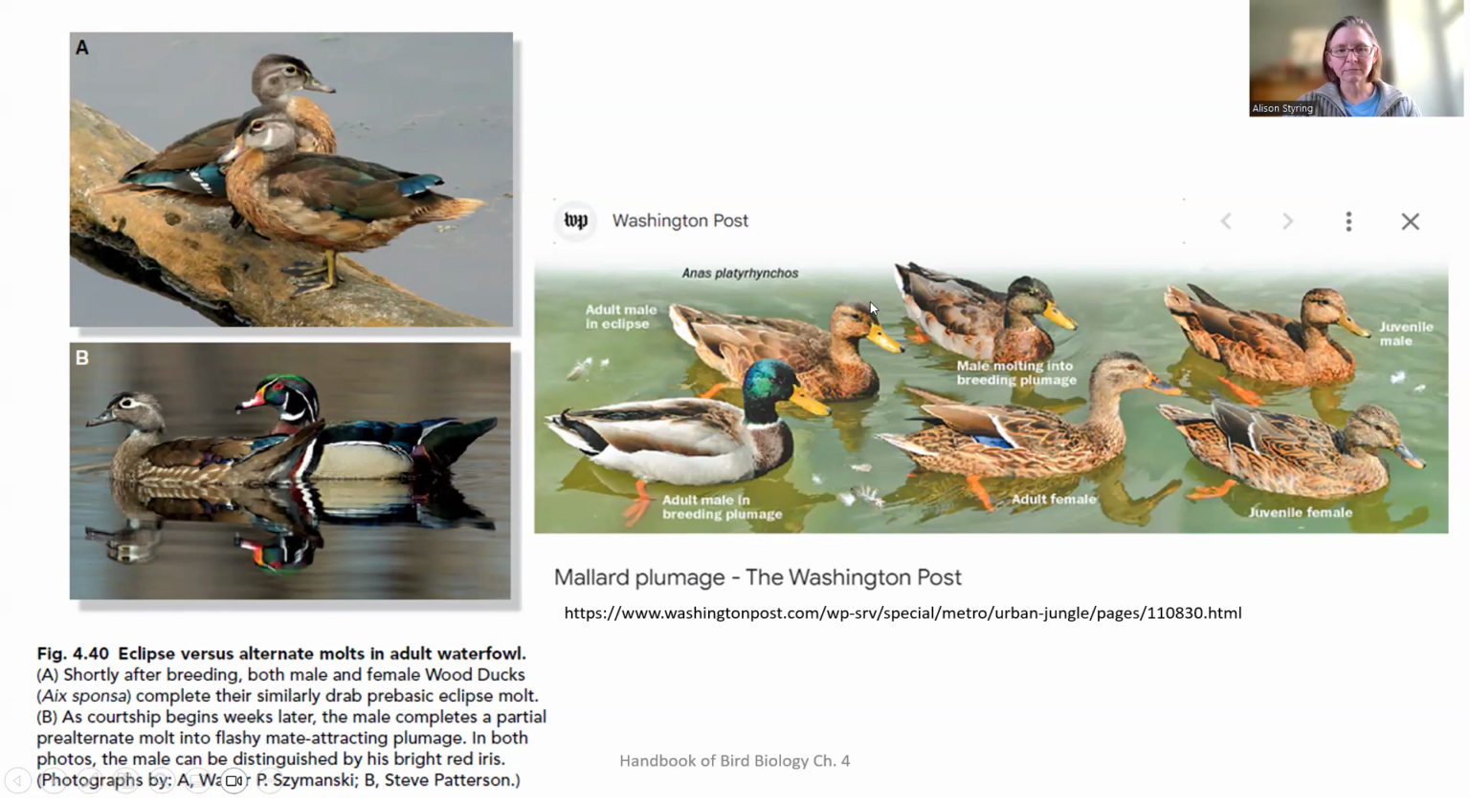So this is a male in eclipse plumage. It's an adult male. This is a male that's molting back into its breeding plumage from eclipse. So you can see it's starting to get some of the gray and some of the green on the head. It's changing back into the showier plumage.